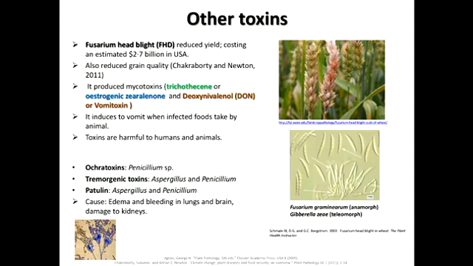And what else? Toxins like ochratoxin, tremorgenic toxin and patulin are mostly released by Penicillium and Aspergillus. And you could experience a lot of problems in the human body as well as in the animal kingdom.